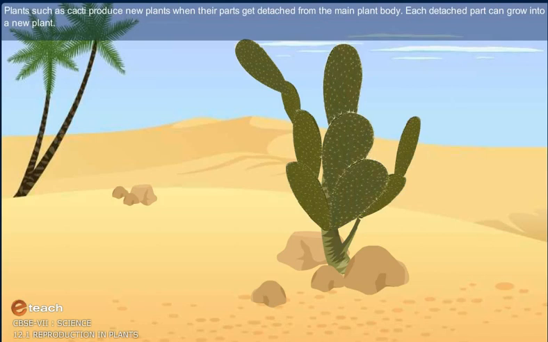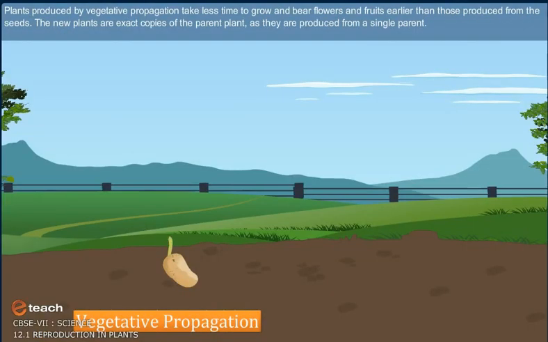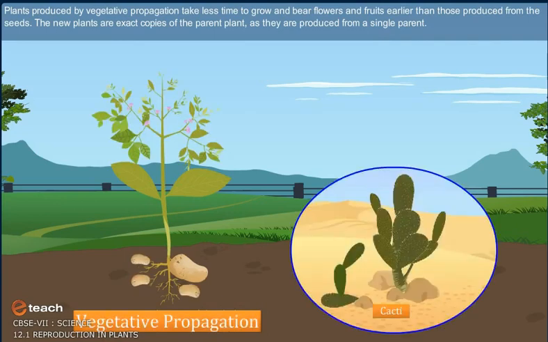Plants such as cacti produce new plants when their parts get detached from the main plant body. Each detached part can grow into a new plant. Plants produced by vegetative propagation take less time to grow and bear flowers and fruits earlier than those produced from the seeds. The new plants are exact copies of the parent plant as they are produced from a single parent.